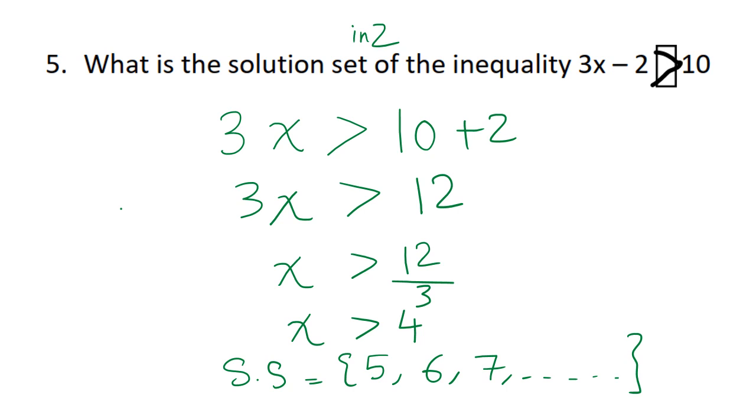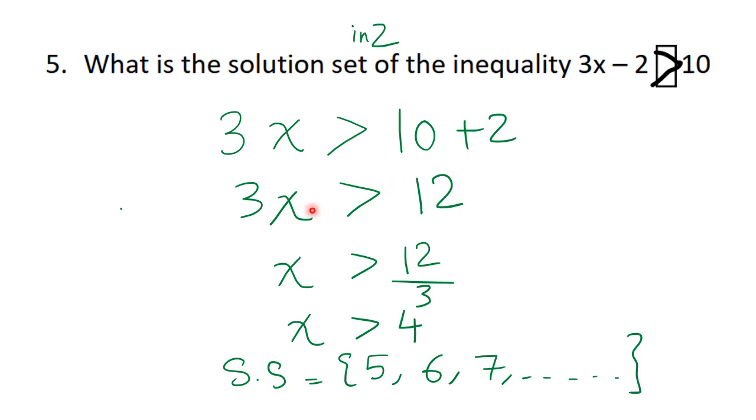Okay, for the next question, it is: what is the solution set of the inequality 3x - 2 > 10? It is like solving an equation. We know before that we have to keep the x at one side and move all the numbers to the other side. So the first step is to move this -2 to the other side, and when we move any term from one side to another, we change its sign, so it will be +2.